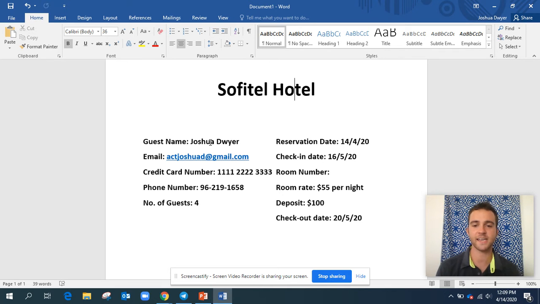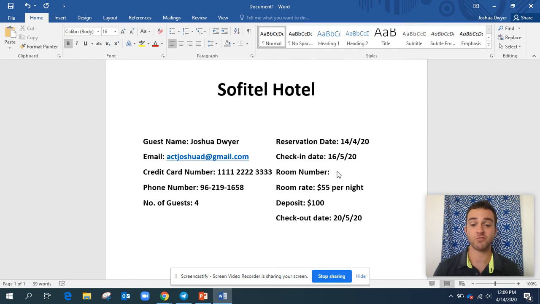The reservation date. Remember, this is the date that I booked the hotel. The reservation date was April 14th, 2020, but I don't check in to the hotel until May 16th. Because I haven't checked into the hotel yet, I don't have a room number. But once I check into the hotel, the guest account will have a room number, maybe 303 or 1402, something like that.